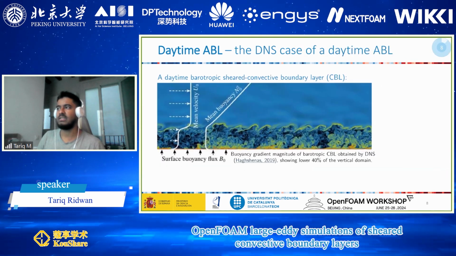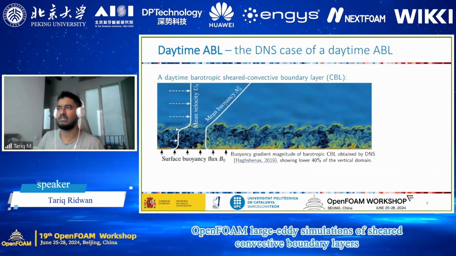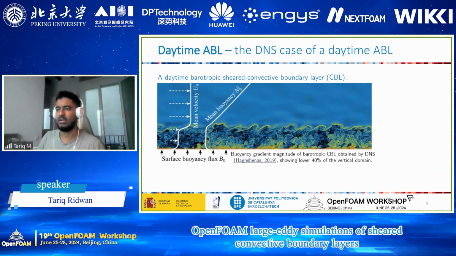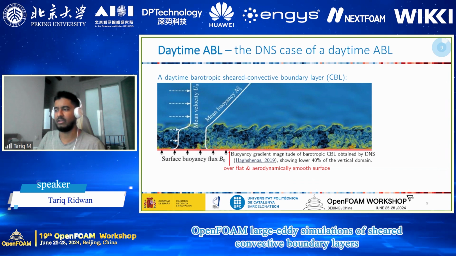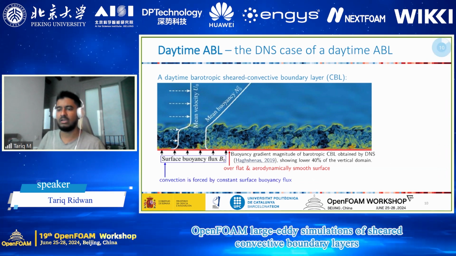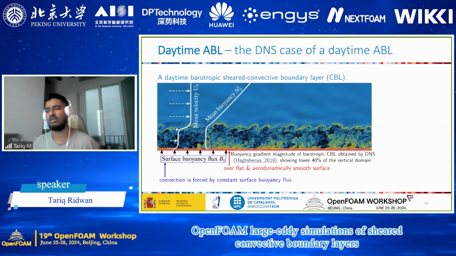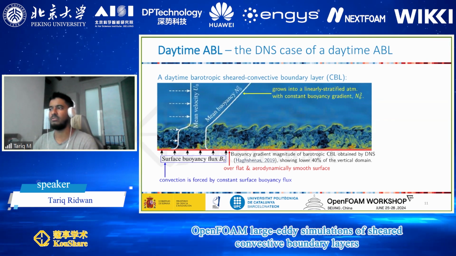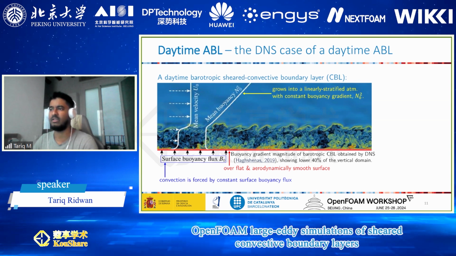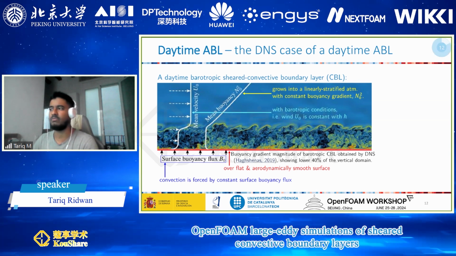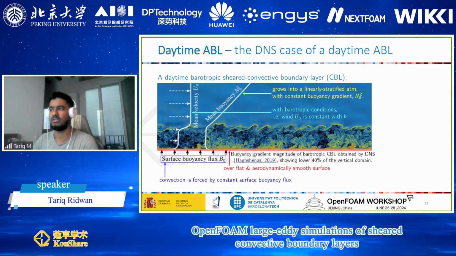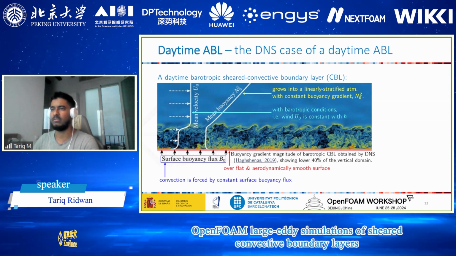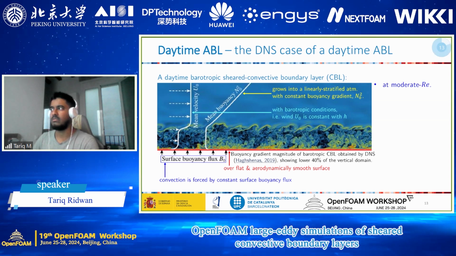The DNS case that has been chosen to validate the LES is a daytime barotropic sheared convective boundary layer, which is over a flat and aerodynamically smooth surface. Convection is forced by a constant surface buoyancy flux, and the layer grows into a linearly stratified atmosphere with a barotropic condition, which means the wind velocity is constant with height throughout the free atmosphere.